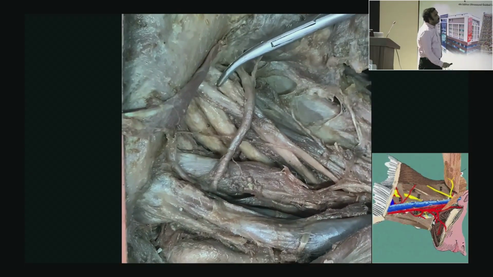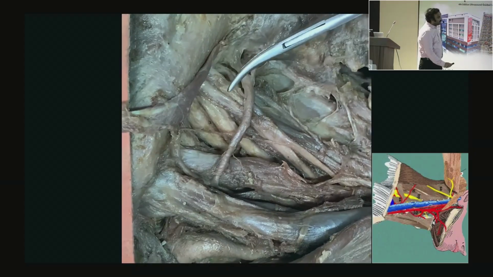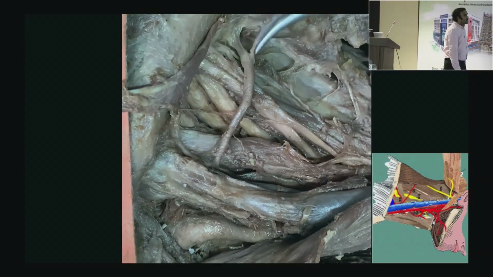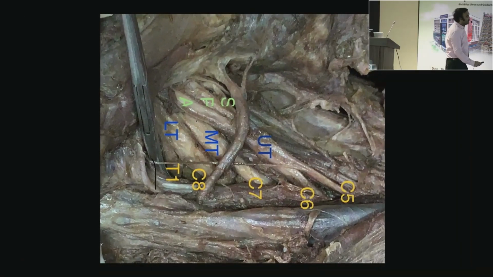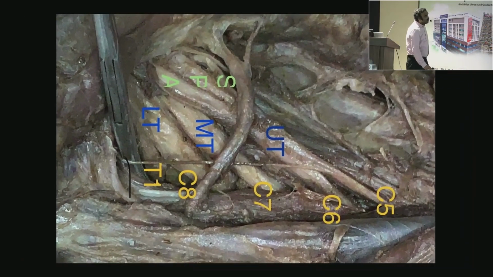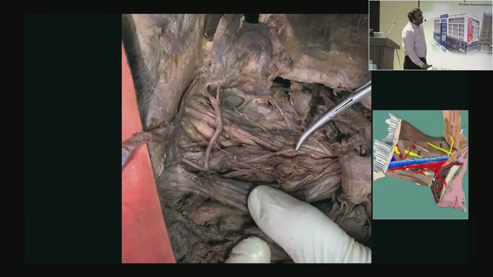Then we have the posterior division and anterior division. So this is described as the spa arrangement of brachial plexus. So this is the spa arrangement of brachial plexus. So in the ultrasound, we are going to see all these components.